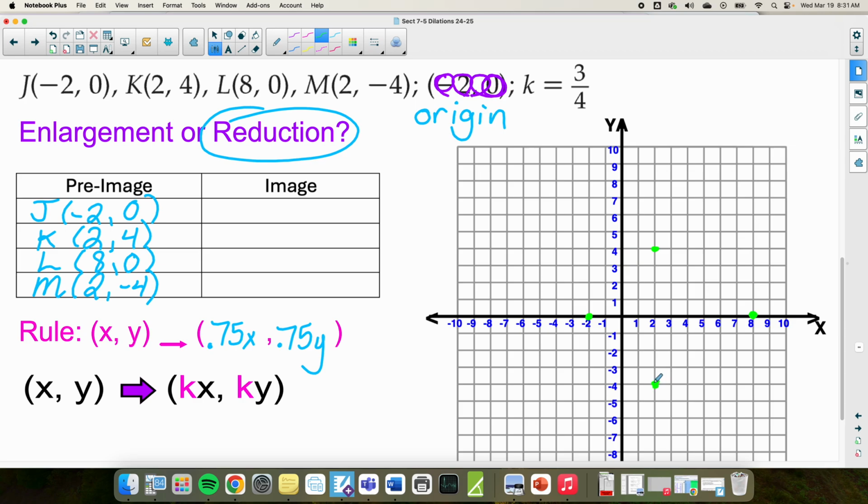Now, the reason I gave you the rulers, if you want to use your ruler, what you can do is use it to connect your sides. And then we're always gonna label those points. So the -2,0 was J, the 2,4 was our K, the 8,0 over here is L, and 2, -4 is M.